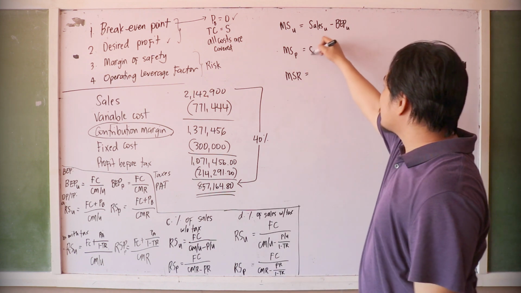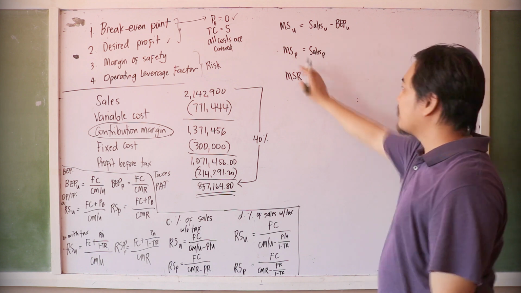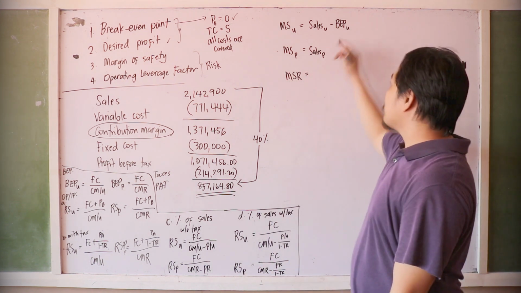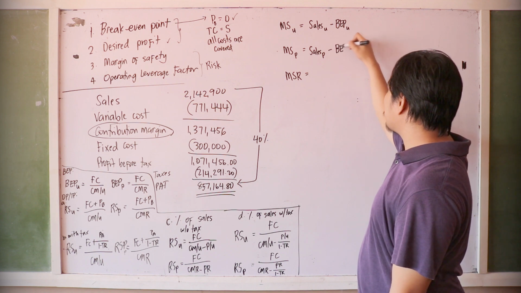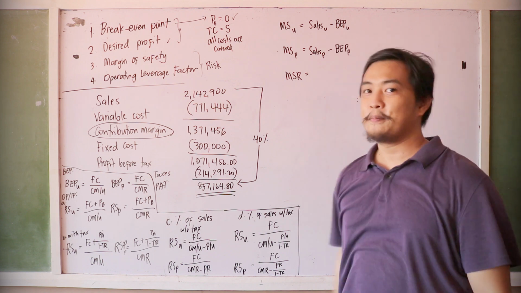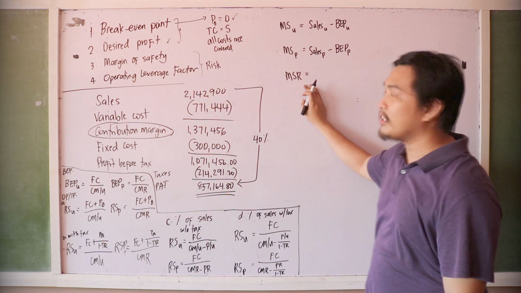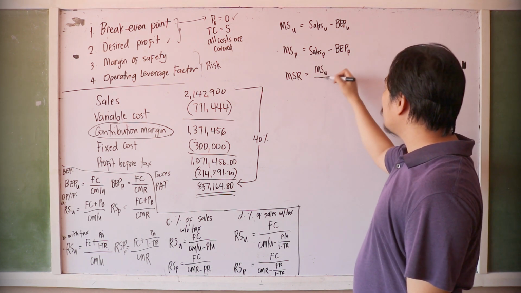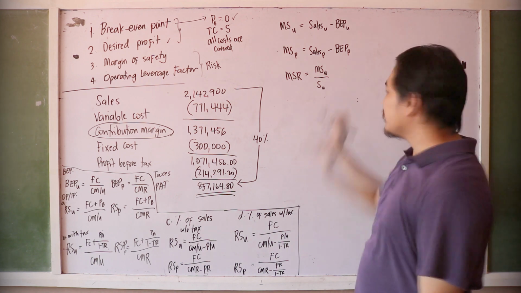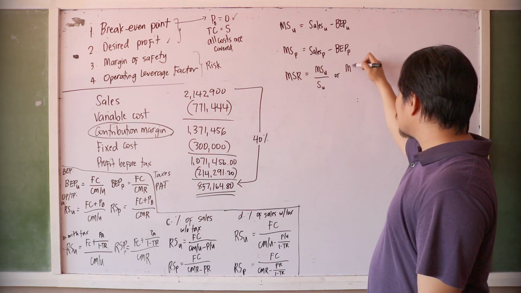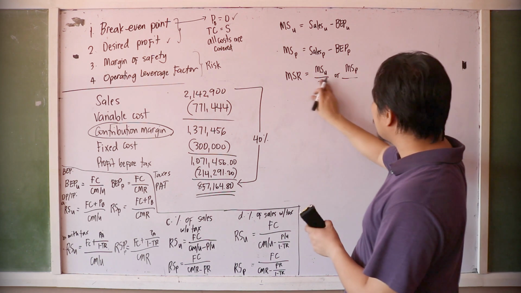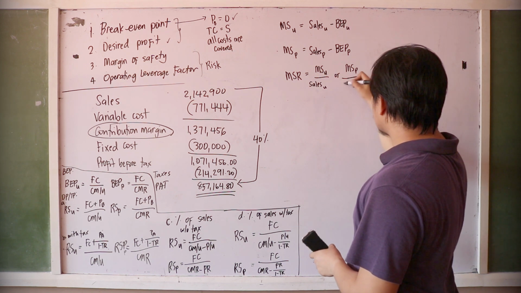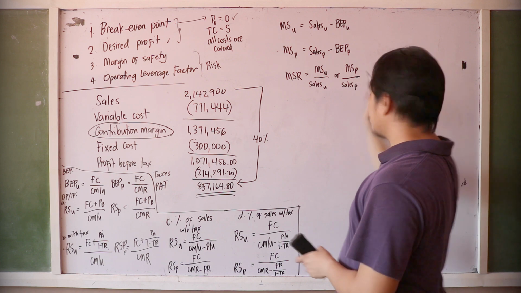Next, sales in pesos naman dito. Kapag ang hinahanap natin is margin of safety in pesos, sales in peso minus your break-even point in pesos. And then lastly, yung ating margin of safety ratio: margin of safety in units all over your sales in units, or margin of safety in pesos all over sales in pesos.